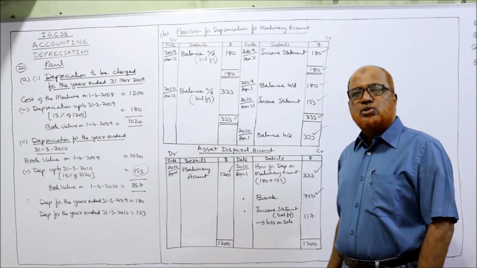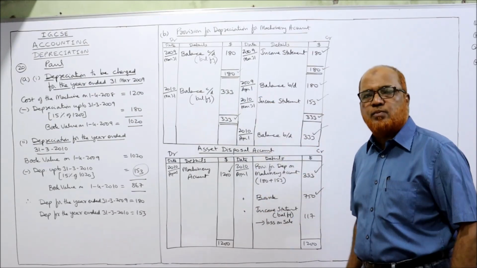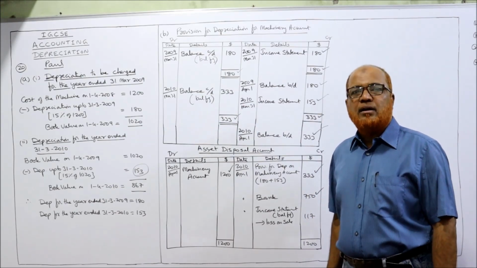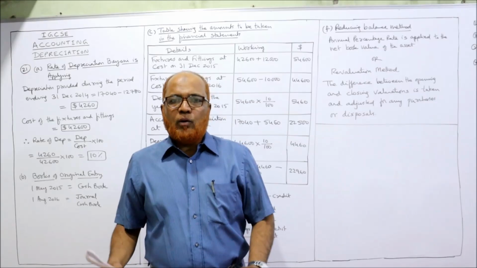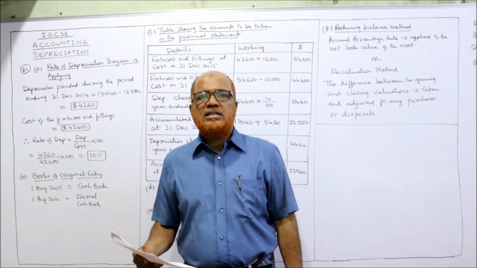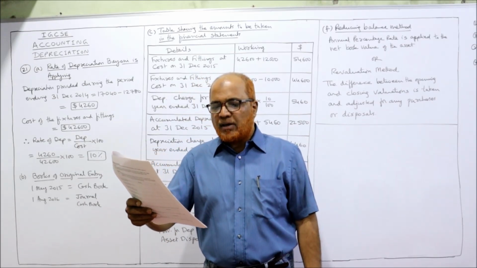That's all. So it is asking you to make two accounts, provision for depreciation and asset disposal. Finished. So this is the end of problem number 20. Now the last and final problem on depreciation, that is problem number 21, I am going to explain to you in detail. See the problem carefully.